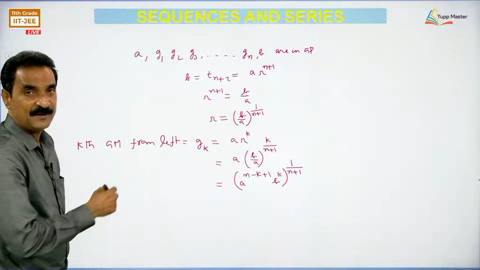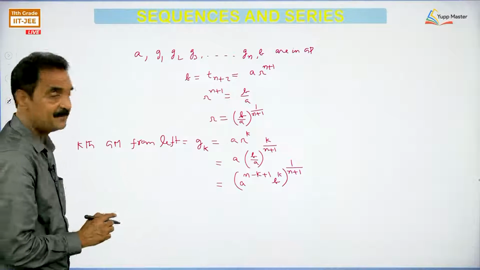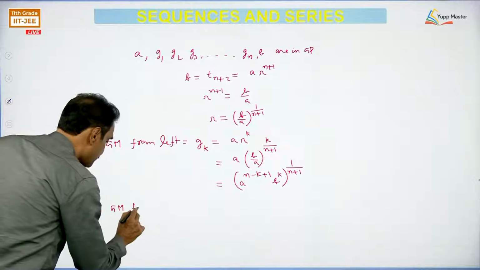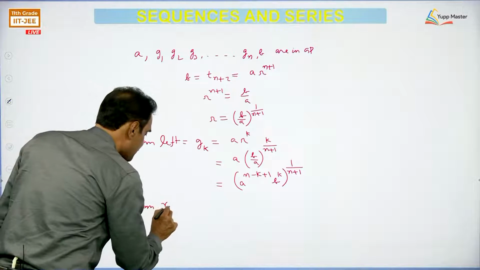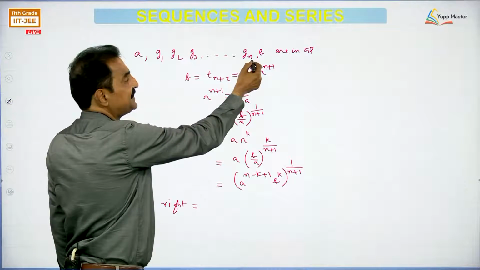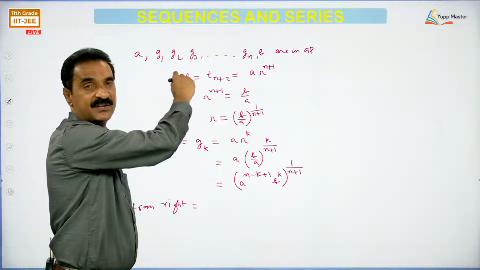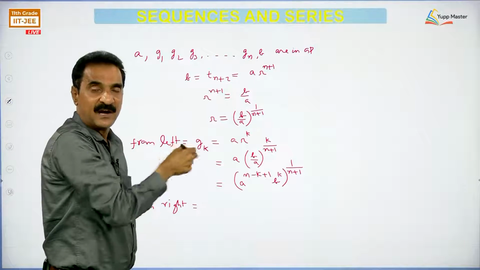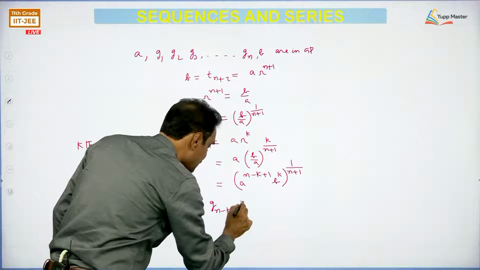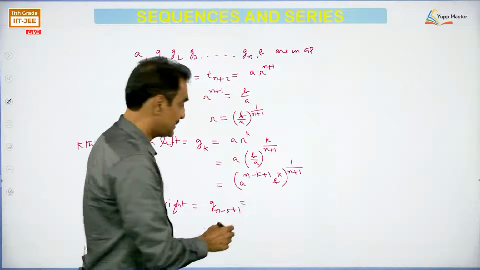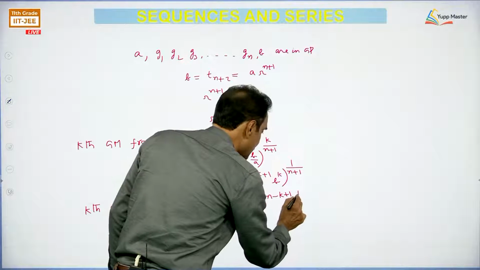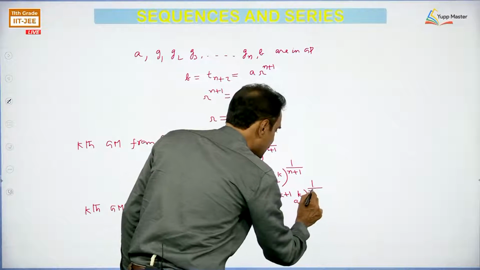Now, if you want the kth geometric mean from right, what will you do? Simply interchange a and b. The kth geometric mean from right. How do you write it? The first geometric mean from right is Gn, second is Gn minus 1, third is Gn minus 2 and so on. So the kth geometric mean from right will be Gn minus k plus 1. Just by interchanging a and b you will get it. b power n minus k plus 1 into a power k, whole power 1 by n plus 1. Alright.